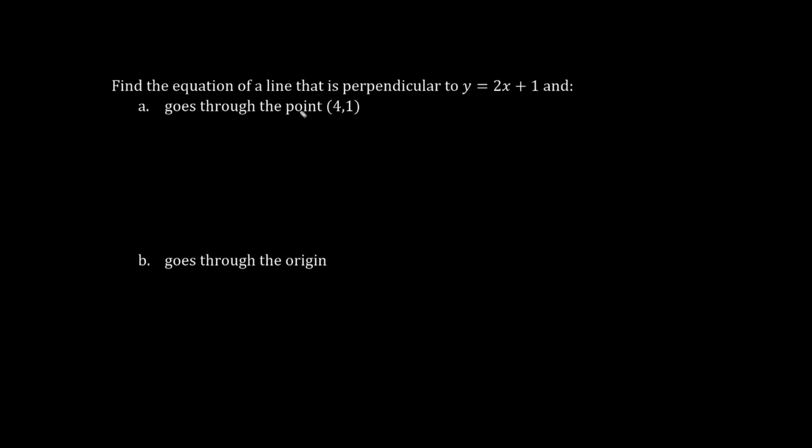Let's find an equation of a line that is perpendicular to this line here and goes through this point. So the slope for this line is 2. The perpendicular slope is a negative reciprocal. So instead of 2 over 1, we have negative 1/2. Let's use the slope-point form: y minus y1 equals m times x minus x1. We have y minus 1 equals negative 1/2 times x minus 4.